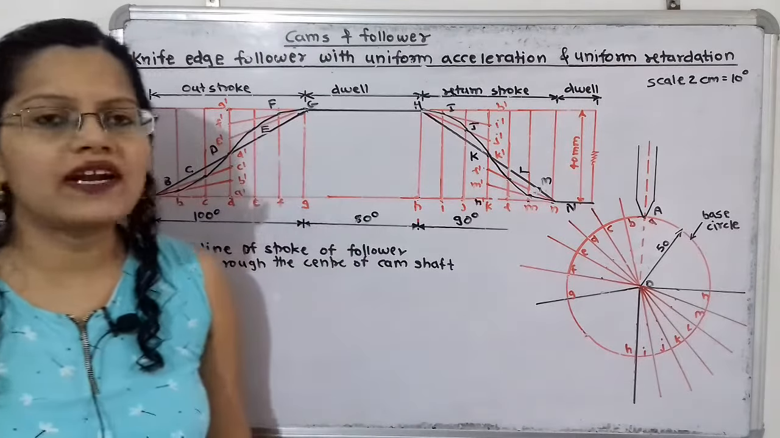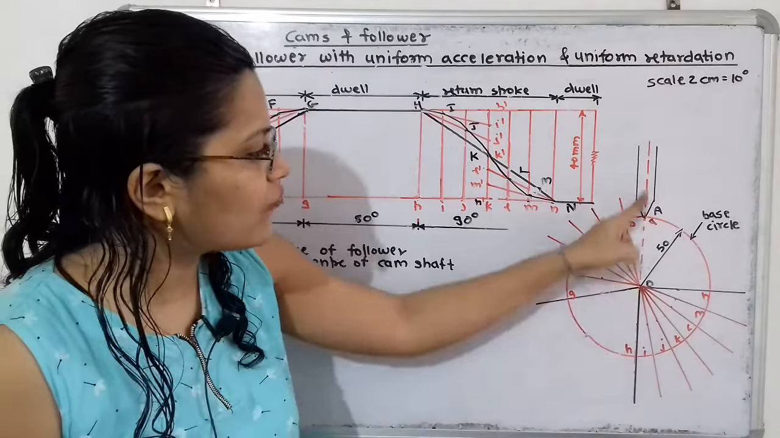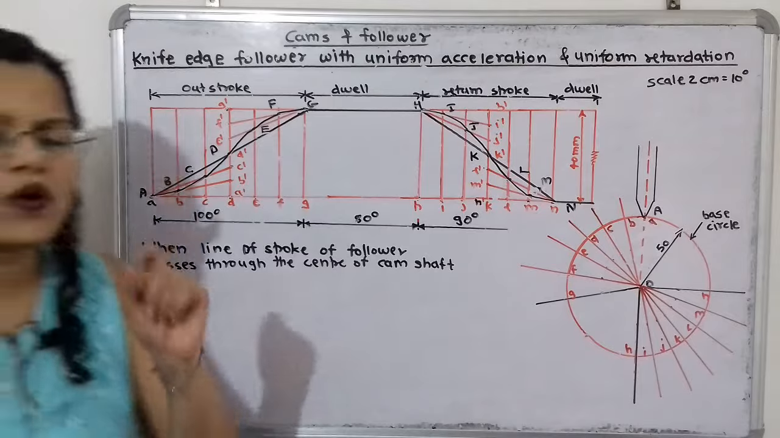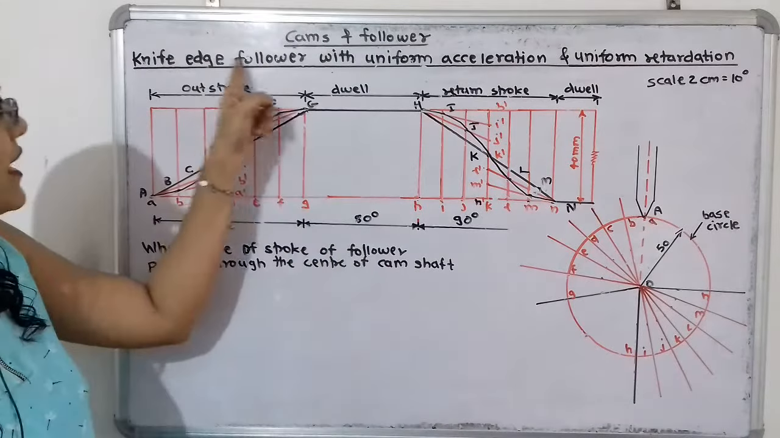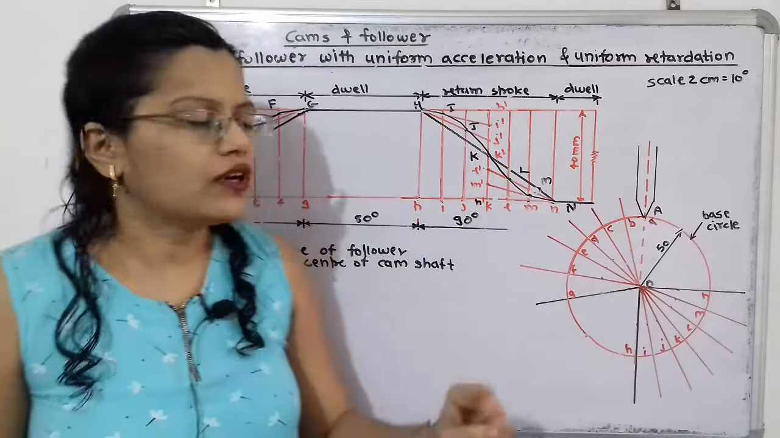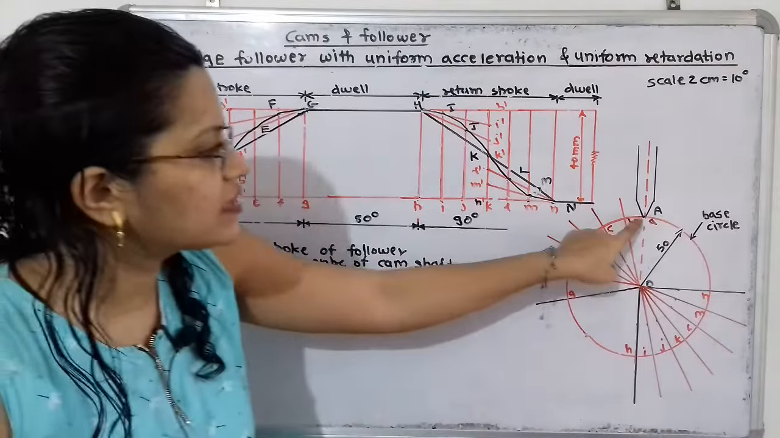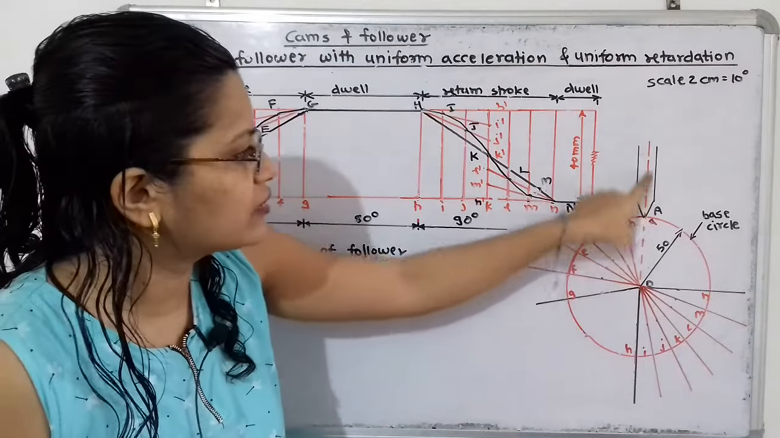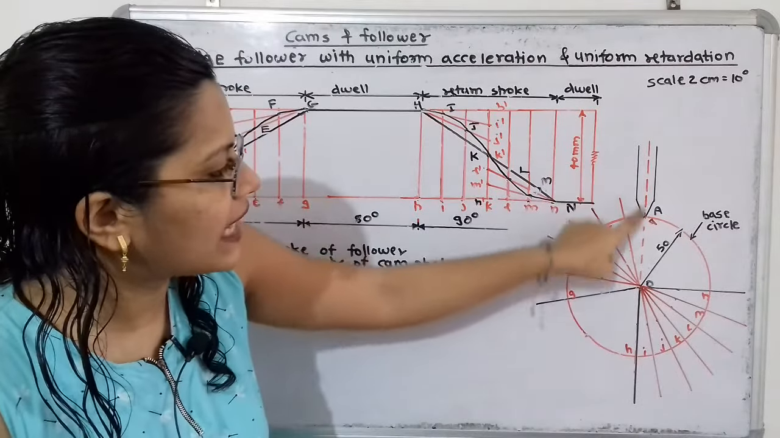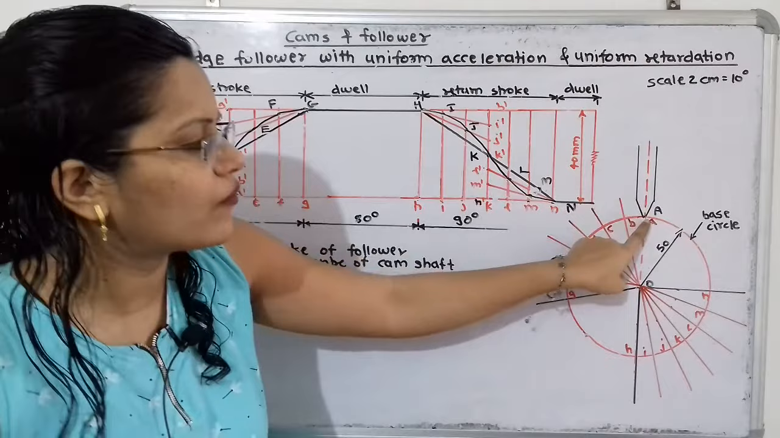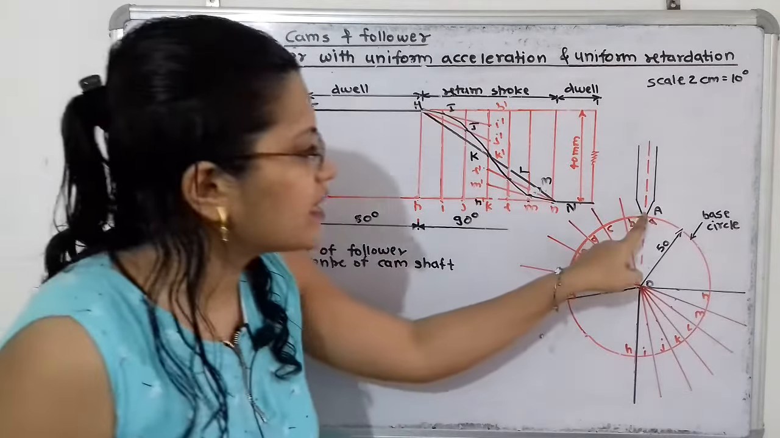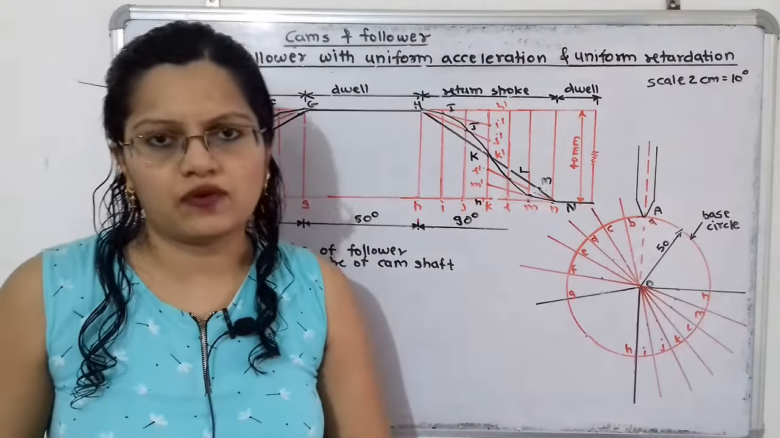So we have to draw one line passing through this point O in the form of dash, and the condition is given that the line of stroke of follower. So what is the line of stroke of knife edge follower? So here this tip is known as the stroke. So that is the line of stroke passing through this tip of this knife edge follower. So we have to draw one line passing through this point O, and that will be the middle line of this knife edge follower, and that will pass through this tip of this knife edge follower. So this is the initial position of the knife edge follower.